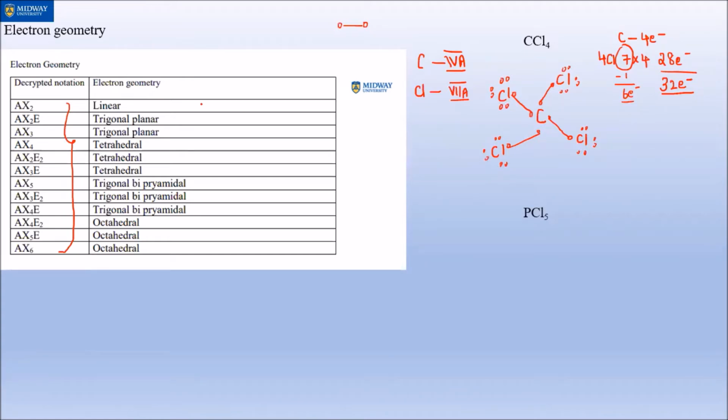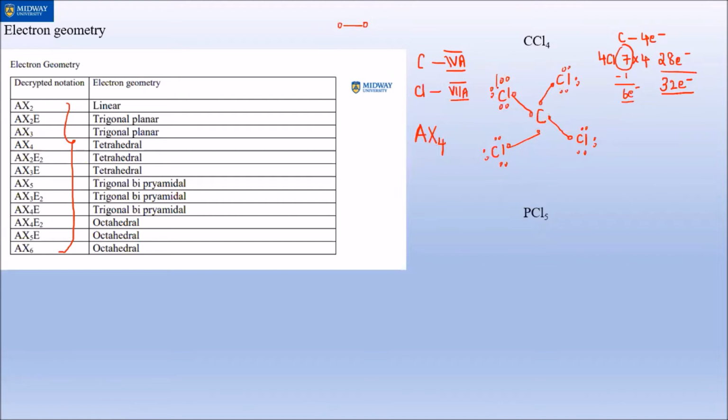Now, how do we construct this decrypted code? The central element is referred to as A. We only have 1 central element, so A. There are 4 outer elements, and each is given the symbol X. So there are 4, so AX4. Now, sometimes a central element has what are called lone pairs.